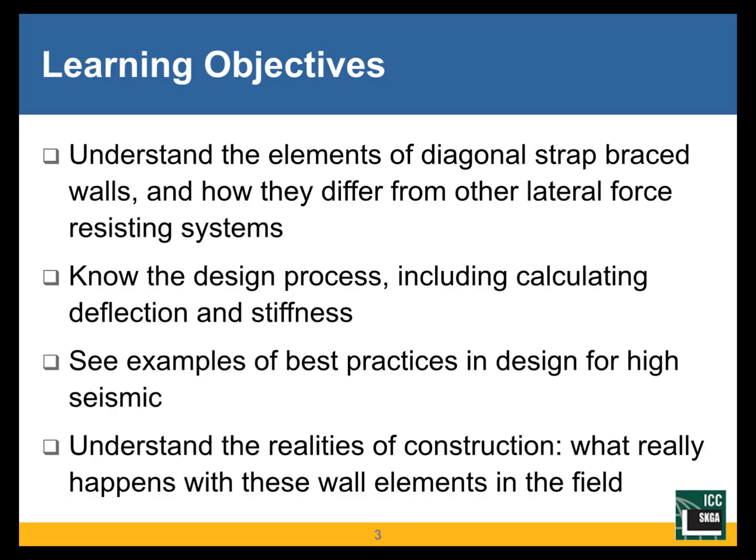Our objectives today are to understand diagonal strap braced walls. These are primarily for cold form steel frame systems. They could conceivably be used in other systems, but most of my discussion today, as well as the pictures we're going to see and the discussions we're going to have, are specifically on cold form steel load bearing systems.